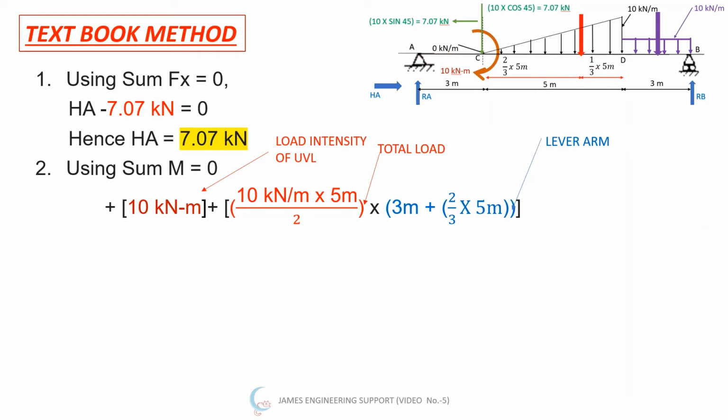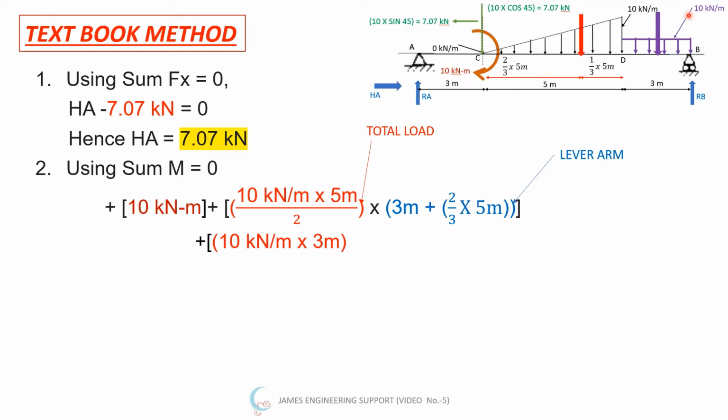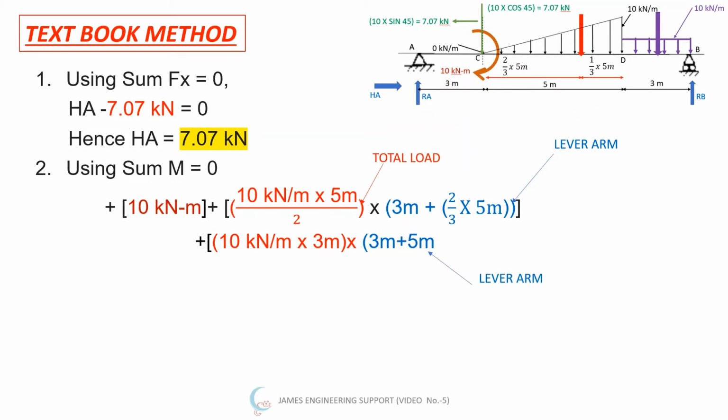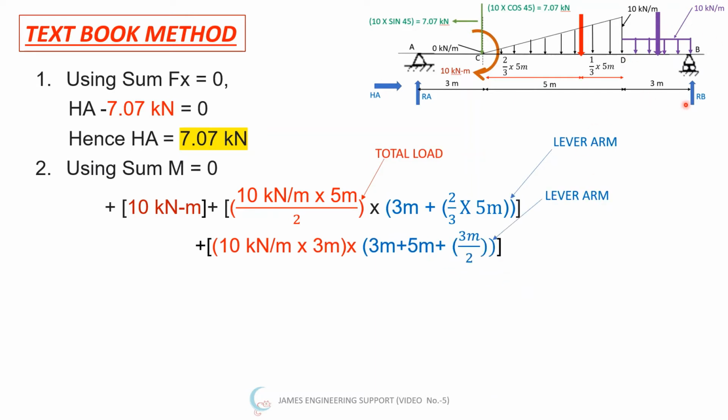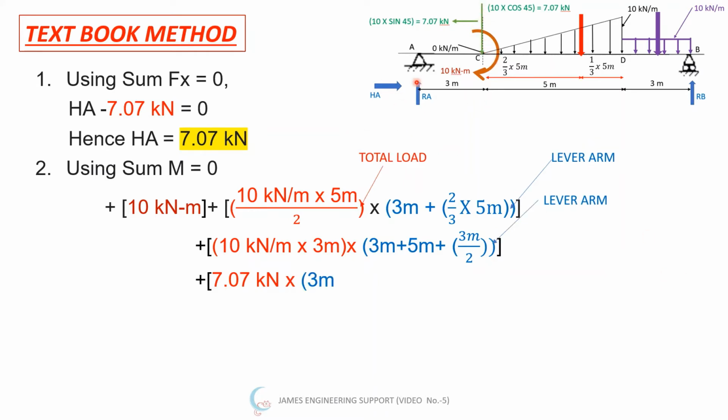So next is the partial UDL. Its load will be 10 kilonewton per meter multiplied by the length 3 meter. Then we will multiply it with the lever arm. The lever arm will be 3 meter plus this 5 meter, and then it will be acting at half of this 3 meter. So the total lever arm will be 3 meter plus 5 meter plus 3 by 2 meters. Next, I'm considering the point load at last, that is 7.07 kilonewton multiplied by the lever arm, that is 3 meter.